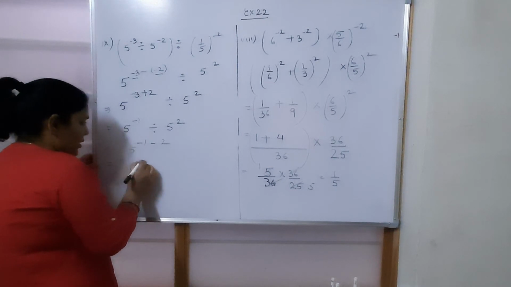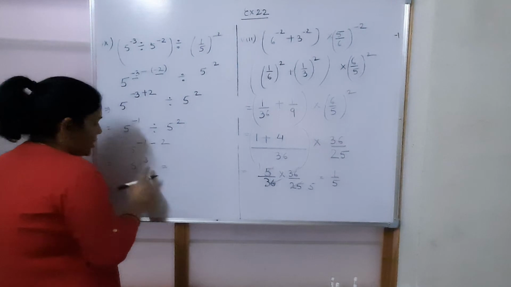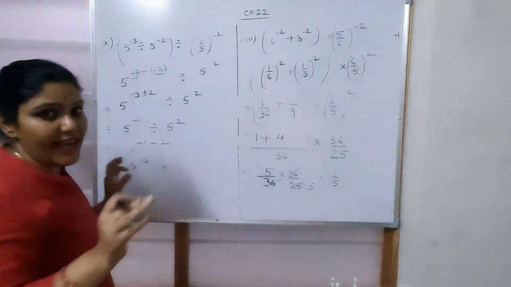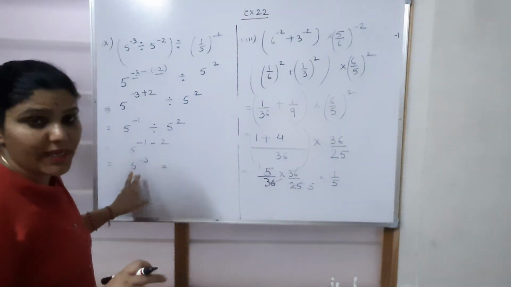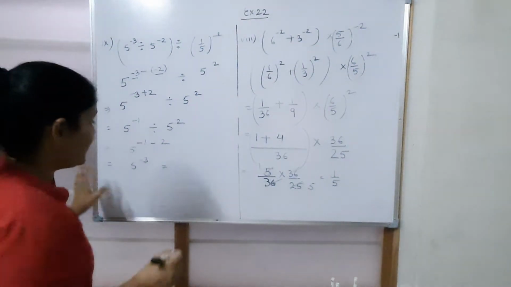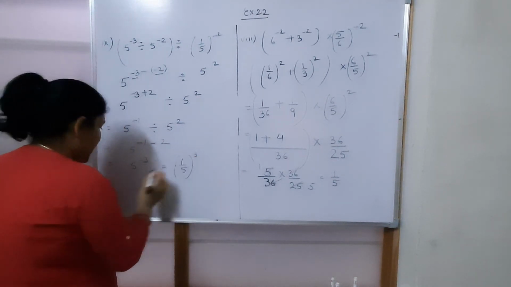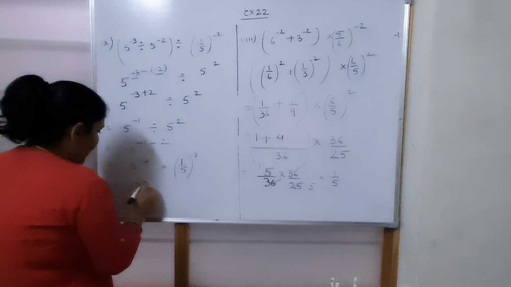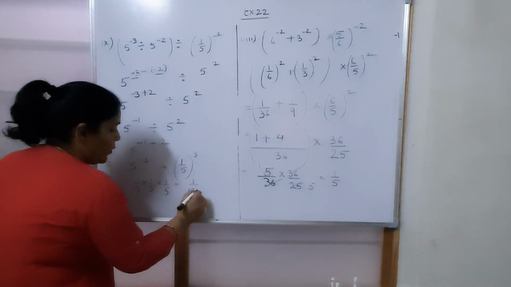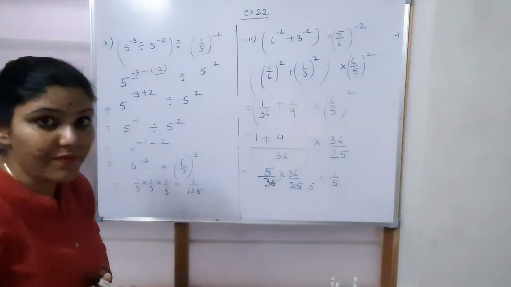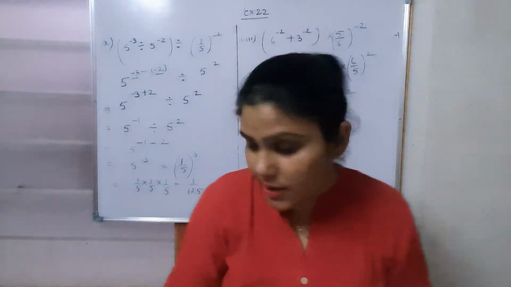So this is going to be 5 raised to the power minus 3. Now, how would you solve this? First we make the exponent positive. How would you do that? We will take the reciprocal of the base. 5 is our base, so the reciprocal will be 1 upon 5, and minus 3 will become plus 3. So this is going to be 1 upon 5 into 1 upon 5 into 1 upon 5, which is 1 upon 125. I hope everybody is very clear with that. Alright, now moving on to the next question, 10th part.